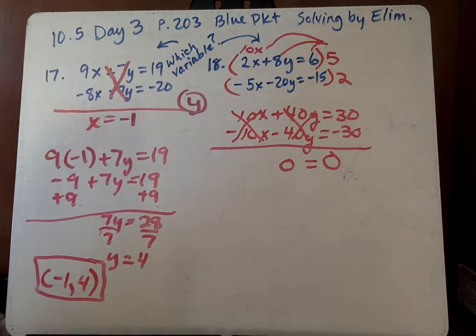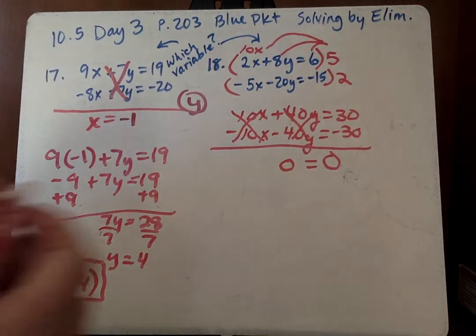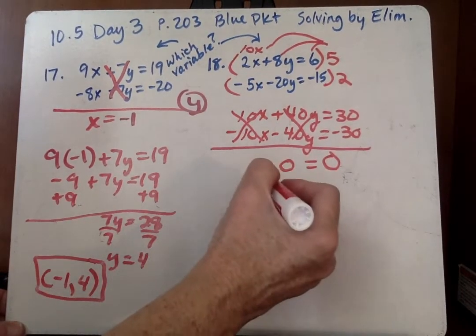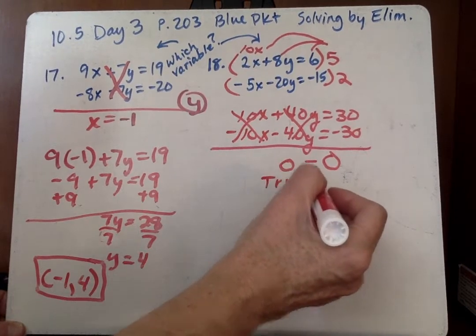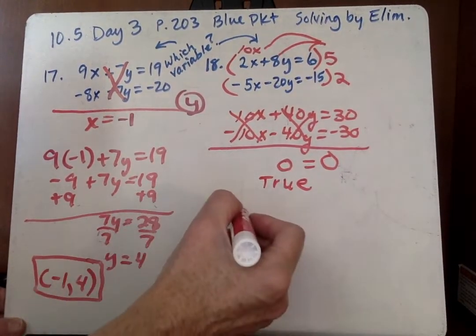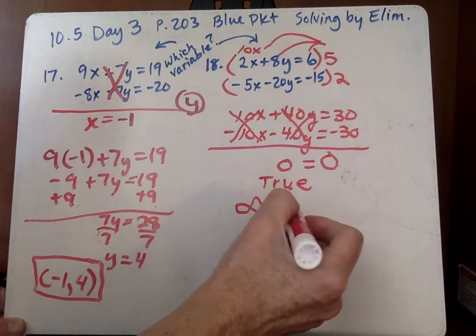When the variable disappeared, we have to decide if that is a true or a false statement. So 0 equals 0, that is true. So remember, if it's true, what is the solution? Infinitely many solutions.